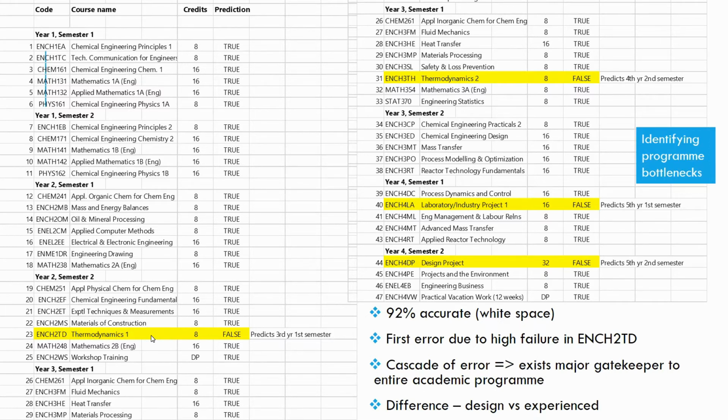Now that we know this, we can direct more teaching resources to the second year course or timetable differently to allow for this course to be carried into the 3rd year. This can reduce the average graduation time from 5 years to 4 years.